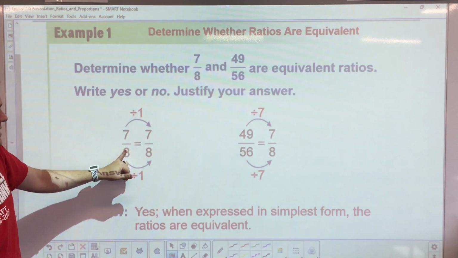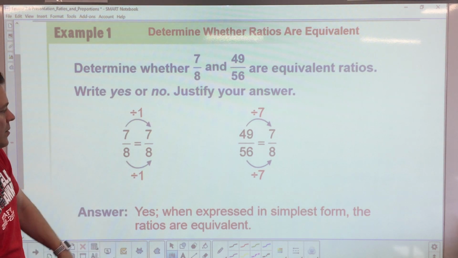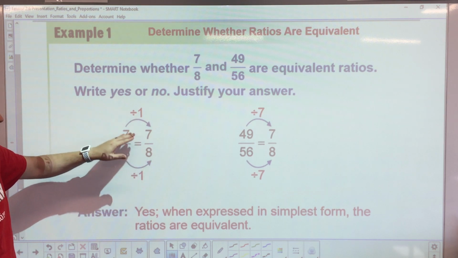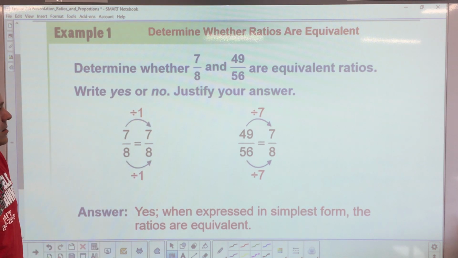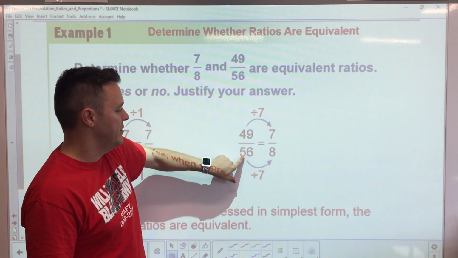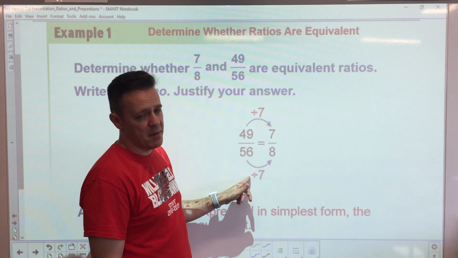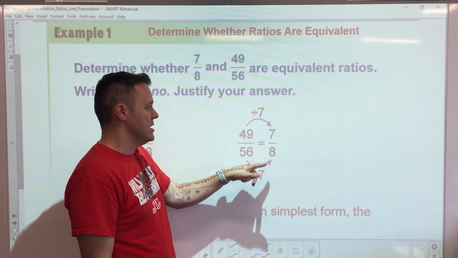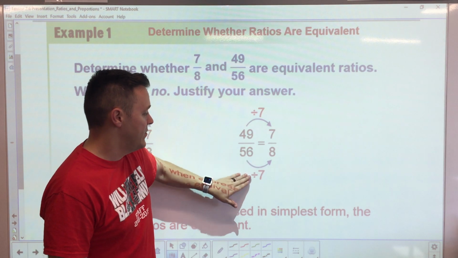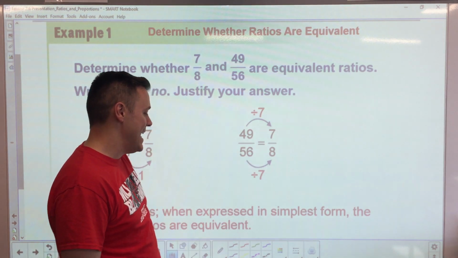How are you to go from 7 over 8 to, basically, if you have equals, if you're divided by 1, what would you get? Well, it's the same thing. But if you take 49 over 56 and you divide both the top and the bottom by 7, what do you get? You get 7 over 8. So 49 divided by 7 equals 7. 56 divided by 7 equals 8.